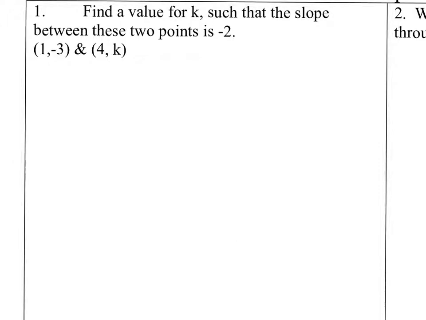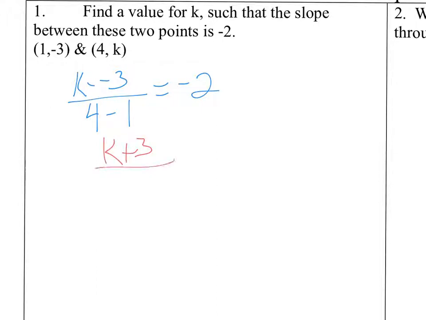Okay, first things first, we're looking at a value for k such that the slope between these two points is negative 2. First things first, I might set up my slope, so that's going to be k minus negative 3 over 4 minus 1 is equal to negative 2. Some of the things I'm seeing is people switching these points around or doing x over y instead of y over x. K plus 3 over 3 is equal to negative 2.